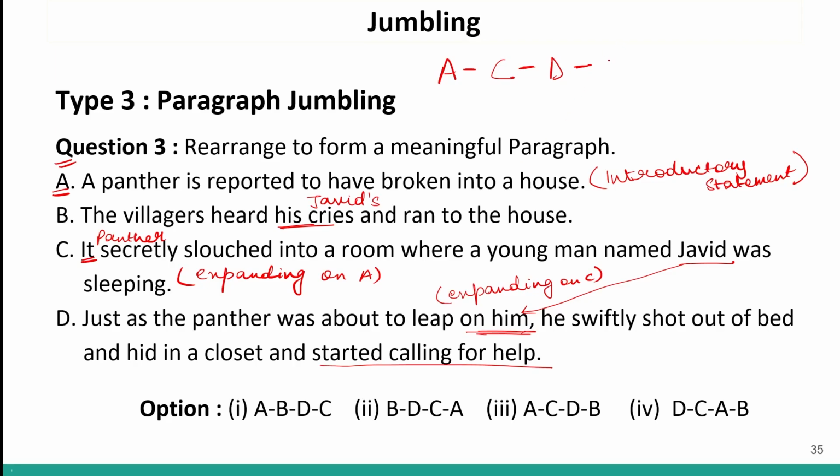So logically, B will come after D. So our answer will be A, C, D, B, which is option number 3. So option number 3 will be your correct answer.